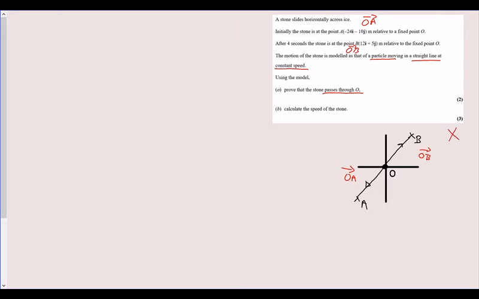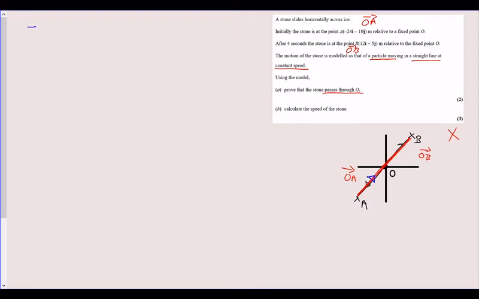what's actually happening. Now we've been asked to prove that the stone passes through O, and because it travels in a straight line, then OA and OB, a straight line will pass through the origin O. In other words, the two vectors must be parallel. So we're trying to just produce a one vector is a multiple of another vector scenario. So let's write the vector as if we're going in this direction here.